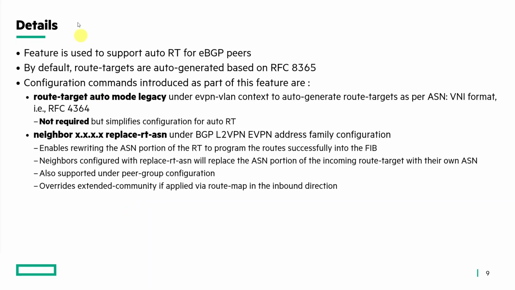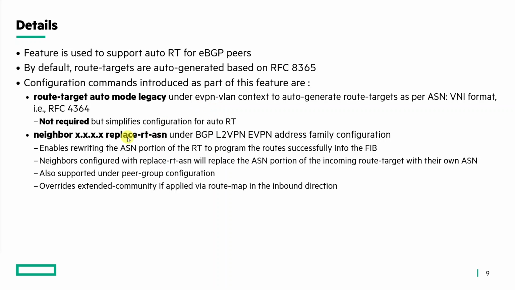So just some additional details about the features. The feature is used to support auto route target assignment or creation for eBGP peers. By default, we've already mentioned this, route targets are auto-generated based on the RFC 8365 format. And the configuration commands introduced, as we already mentioned, so route target auto mode legacy. Again, this command is not required, but does simplify the configuration for the auto RT.